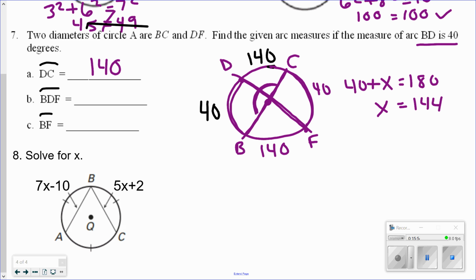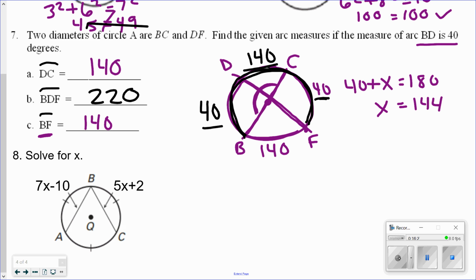So let's answer more of these questions. We can answer BF right away because we see that it's this arc here, so we have 140. Arc BDF would be, so I need to add up 40, 140, and 40, and we end up getting 220.